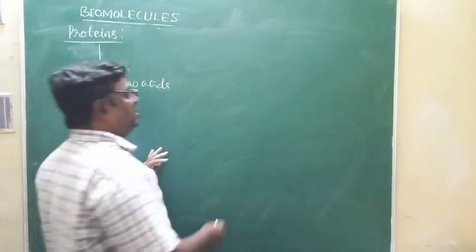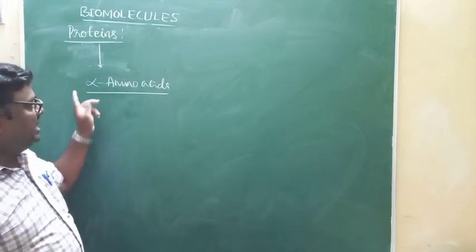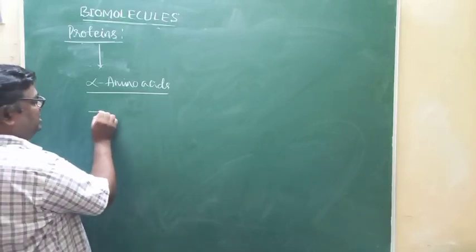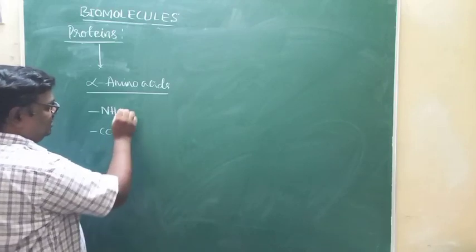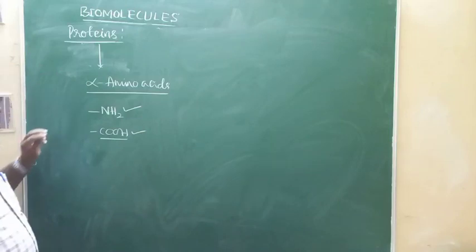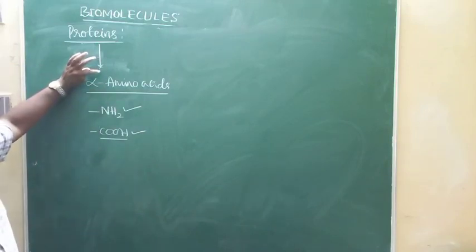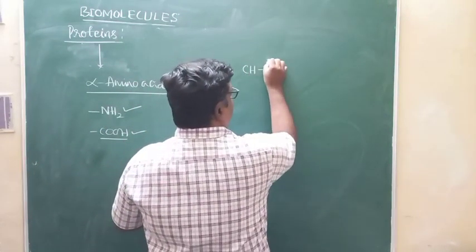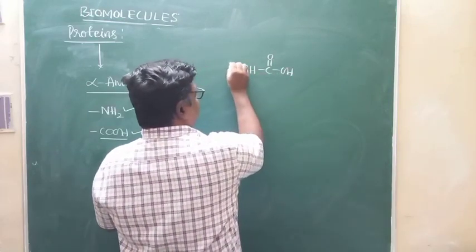As far as the structure of alpha amino acids is concerned, look at this. As the name itself indicates, these alpha amino acids are characterized by two functional groups. One is the NH2 group, another is the carboxyl group. This is the amino group, and of course this is the carboxyl group, which is acidic in nature. Carboxyl group as well as amino group are both found in the same molecule, that is, in alpha amino acids. Therefore, the structure of alpha amino acids will be like this. This is the structure of alpha amino acids.